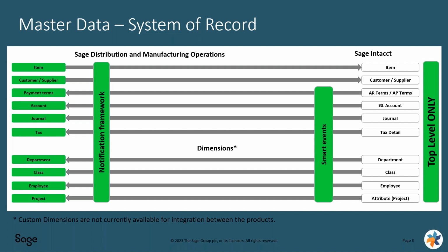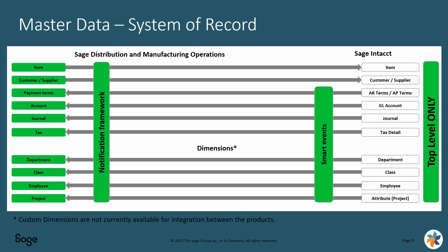Now, things like payment terms, GL accounts, journal entries, and tax details, those will traditionally be set up in Intacct and sent over to SDMO using smart events. And so there's a mapping process that you do go through to map Intacct terms to SDMO terms. And then of course you have your dimensions. So you do have the ability to use Sage Intacct's dimensions and have those map over into SDMO for reporting. And just one thing I wanted to mention is that currently custom dimensions are not available for integration between the products, but it is something that's on the product roadmap.